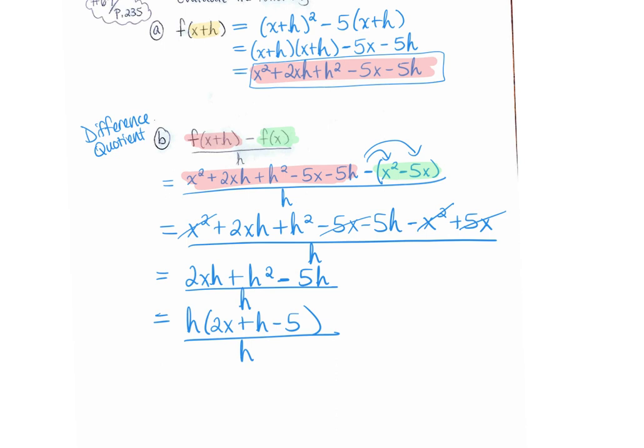And what happens now? Say it loud where everybody can hear you. Can you all hear him? Yes, he said the h is canceled. And what did you get? 2x plus h minus 5. Very good. And that is the difference quotient.